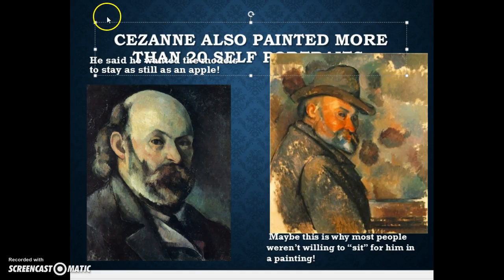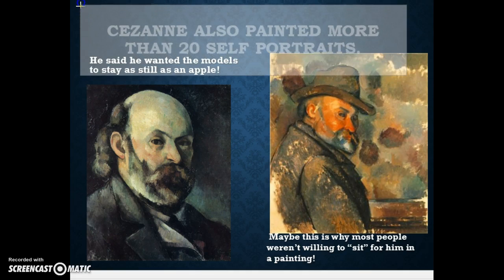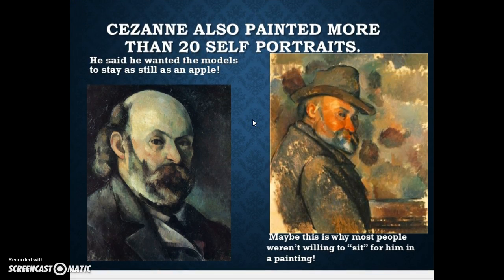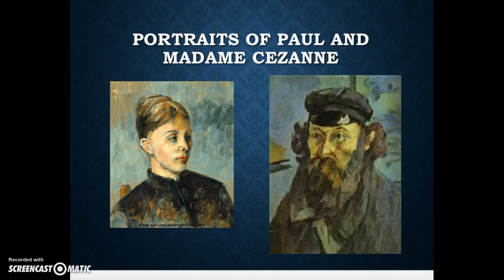Cézanne painted more than 20 self-portraits. He said he wanted the models to stay as still as an apple. Maybe this is why most people weren't willing to sit for him in a painting. Here are some portraits of Paul and Madame Cézanne. So there's a self-portrait of himself.